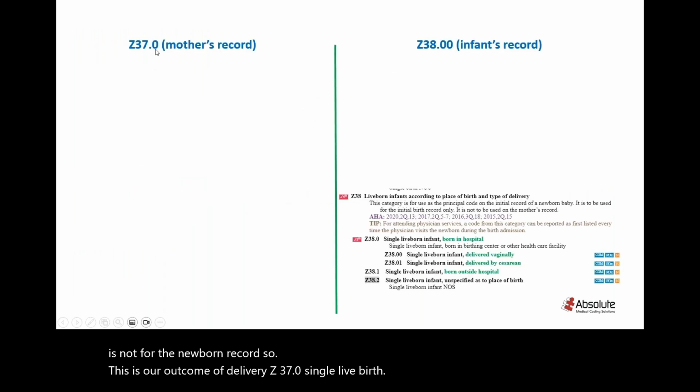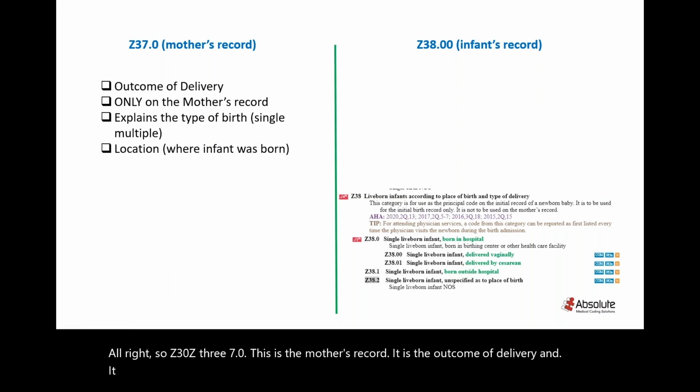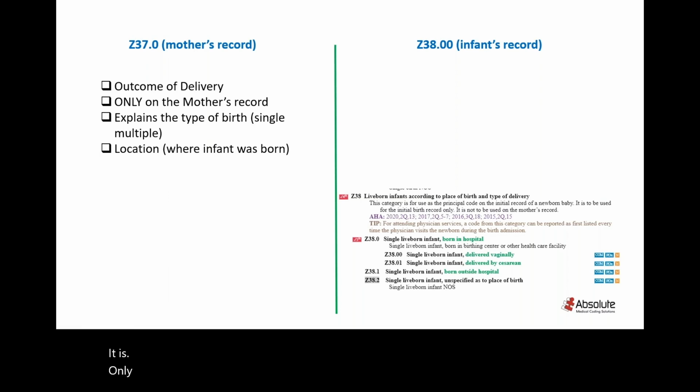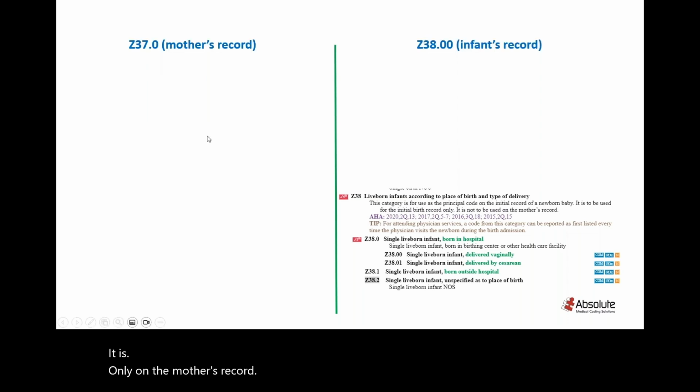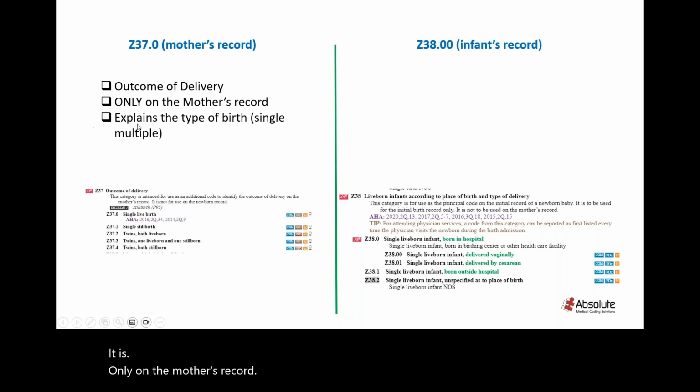All right, so Z37.0, this is the mother's record. It is the outcome of delivery, and it is only on the mother's record. And it explains the type of birth. Is it single or multiple births? Only on the mother's record.